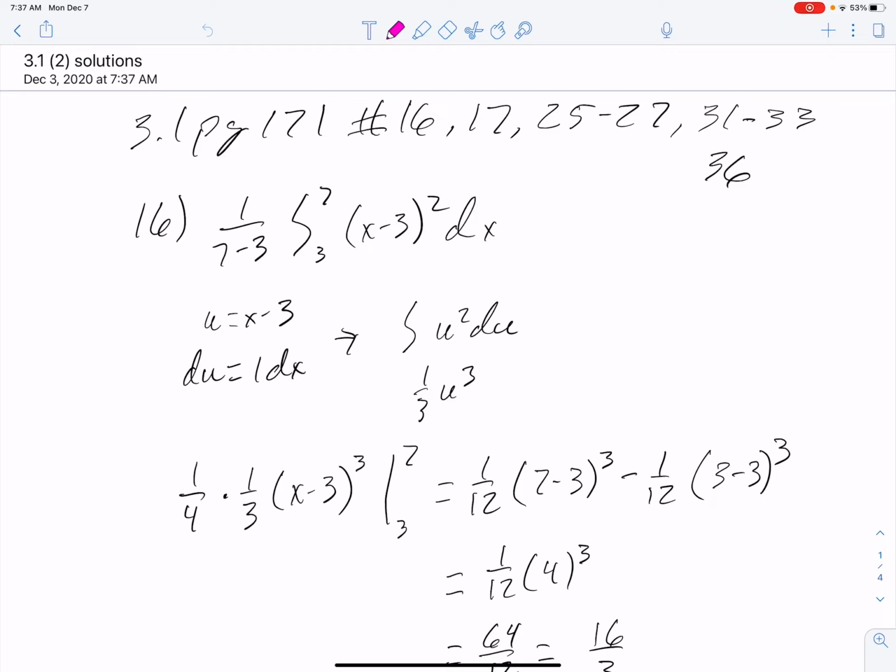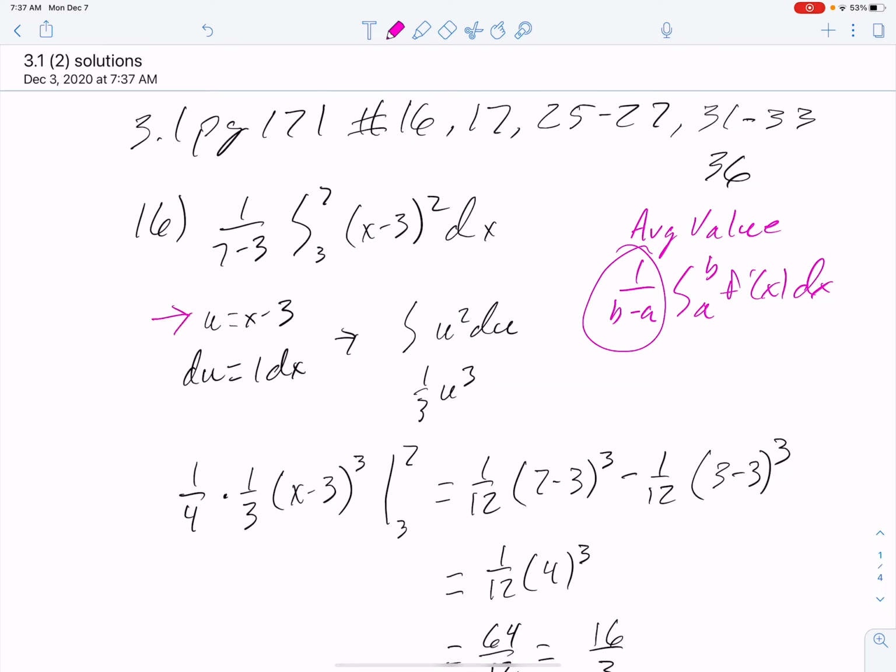All right, so here's the solution video for the second day of 3.1, average value, and part one of the fundamental theorem. Remember, average value is just a formula where we put 1 over b minus a and then multiply it by our integral. So essentially, it's what we were doing the first day of 3.1 with an added step of dividing by b minus a. So number 16, they want the average value from 3 to 7 of (x minus 3) quantity squared.